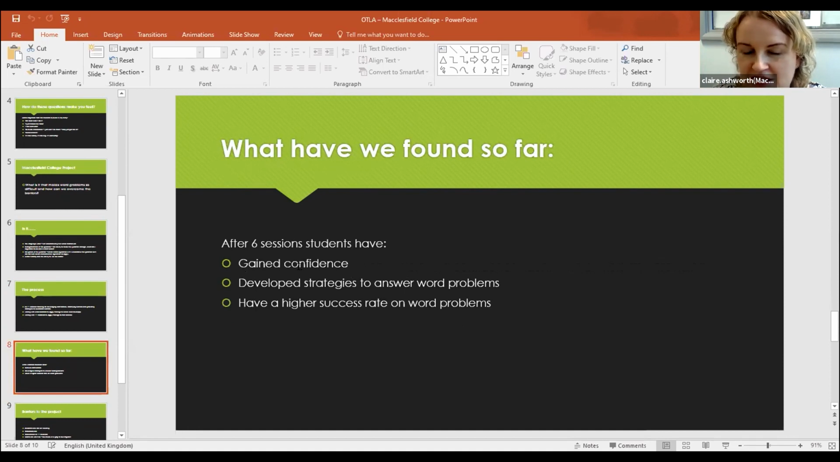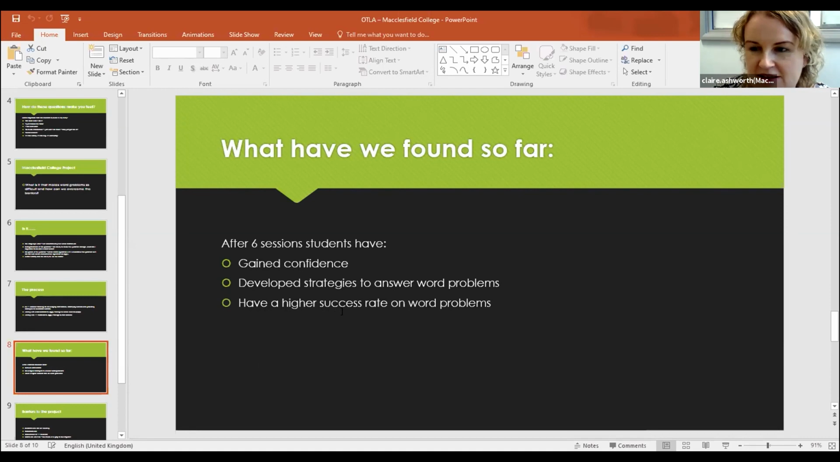The main strategies that all of the students seem to have really taken to are underlining the key points in the question, and also ticking off each bit of the question. So if you think back to that first one I displayed, they're just breaking it down into smaller steps by ticking it off, so they only have to focus on one thing at a time. And I think that made the problem more manageable for them and less insurmountable.